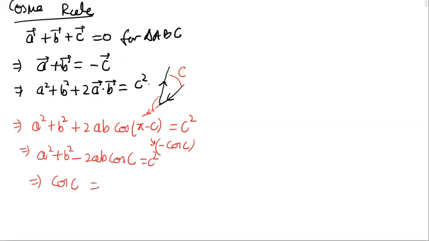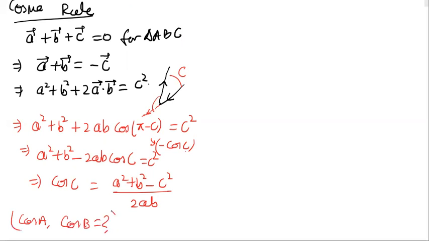So the cosine rule means cos c is equal to a square plus b square minus c square upon 2ab. Like that we can find cos a and cos b. So you just think what cos a and cos b are. I'm leaving that up to you.